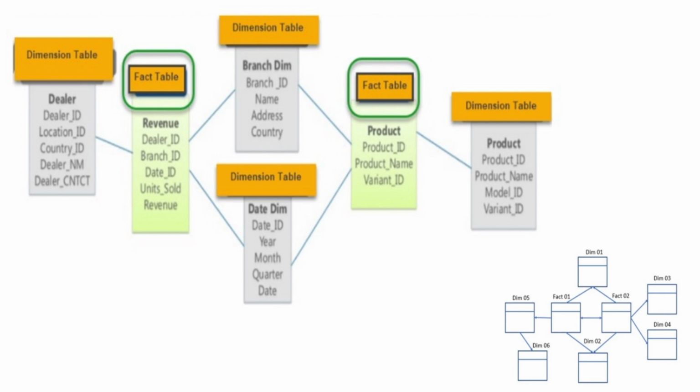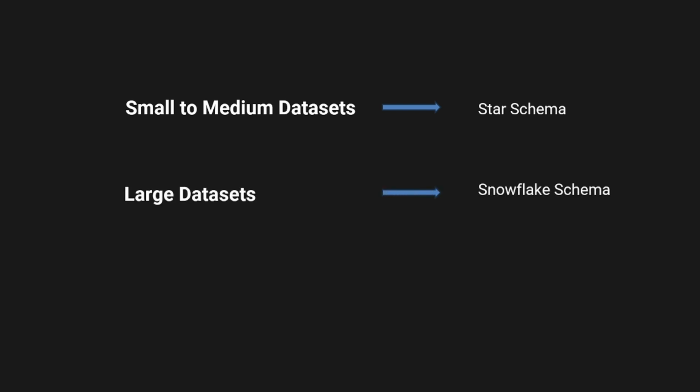So how do you decide which schema to use? Here's a quick guide. Small to medium datasets, go with the Star schema. It's simple, fast, and perfect for most businesses. Large datasets with storage constraints, the Snowflake schema is your friend. It reduces redundancy and saves space, but comes with a bit more complexity.